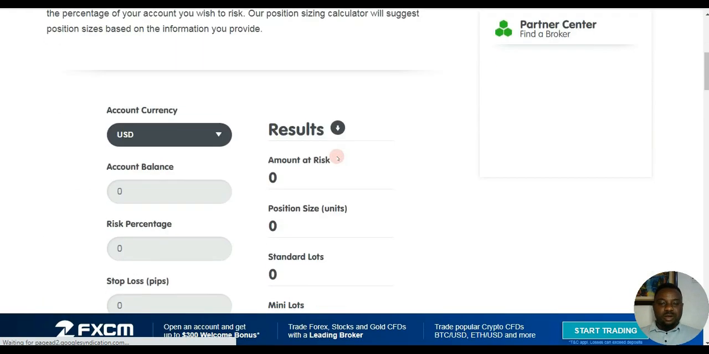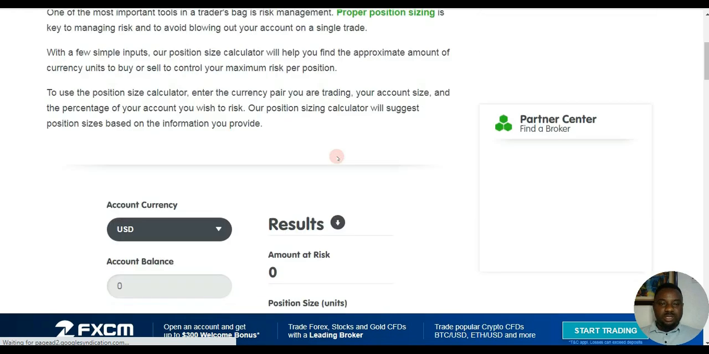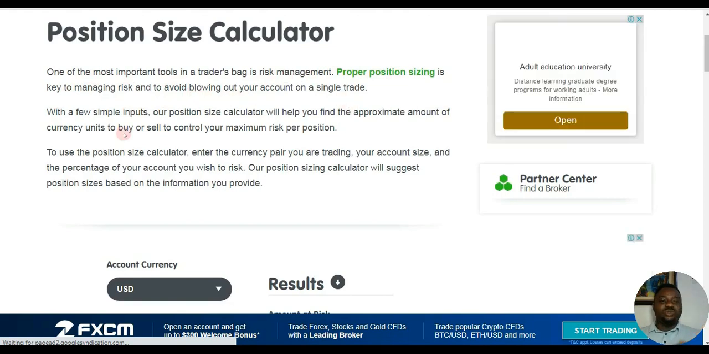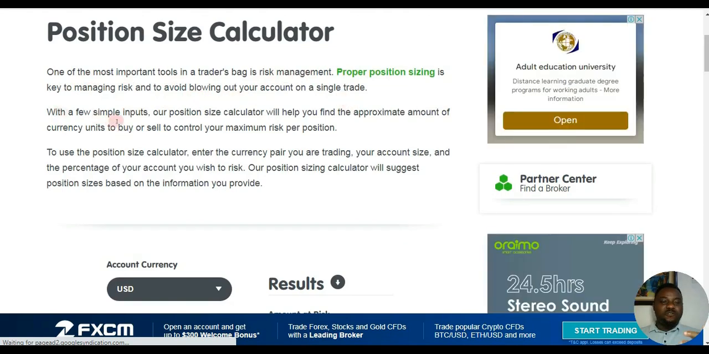Now it opens up, this is where it brings you to. Let's just read this. It says one of the most important tools in a trader's bag is risk management. Proper position sizing is the key to managing risk and to avoid blowing out your account on a single trade. With a few simple inputs, our position size calculator will help you find the approximate amount of currency units to buy or sell to control your maximum risk per position.